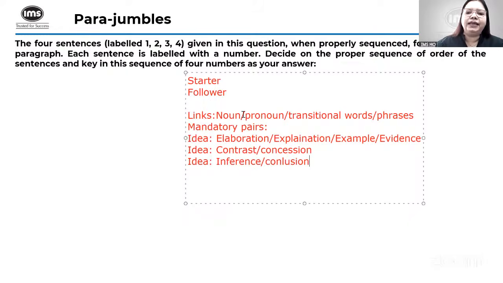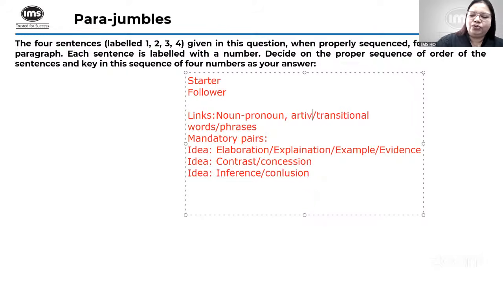Along with noun-pronoun link, you may also look for simple things like even an article link, right? So a sentence that uses the definite article should necessarily be placed after a sentence that uses the same noun with an indefinite article like a and an, right? The plus noun should come later, a or an plus noun should come first. But these are less visible links. Noun-pronoun link is a very strong one. Transitional word link is a very strong one, but article linkage, etc., is less visible in CAT parajumbles because they are quite complex.